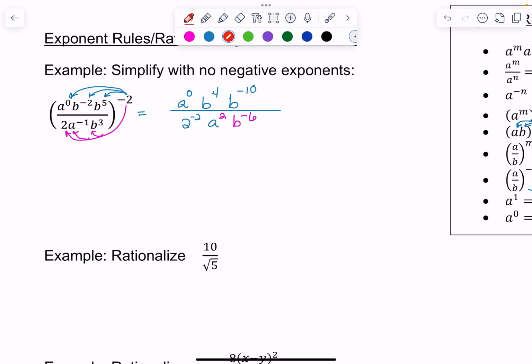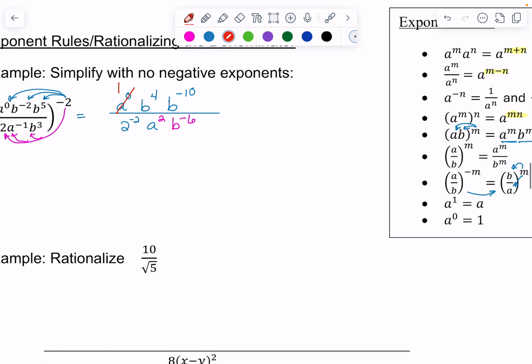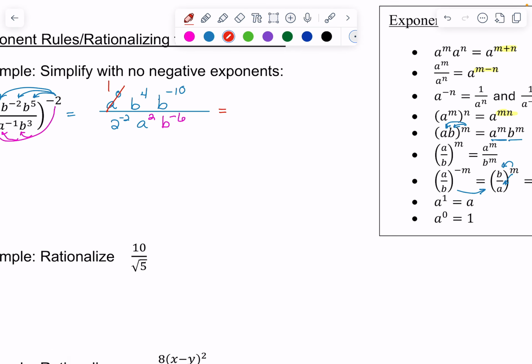The first thing I notice is I have an a to the 0. This turns into a 1, right? All right. Oh, well, we'll change colors. I'm going to deal with this 2 to the negative 2. That's going to make this go up on top. So I'm going to get a 2 squared, all right?